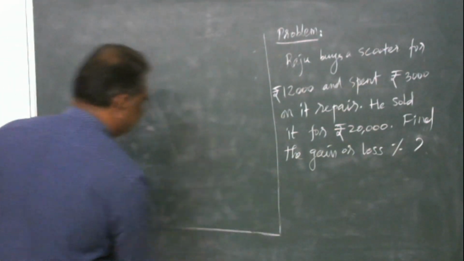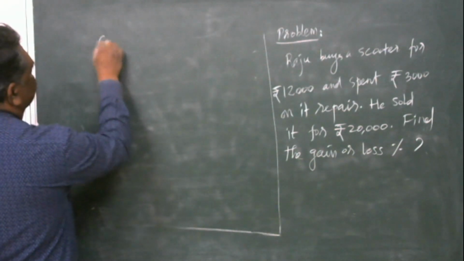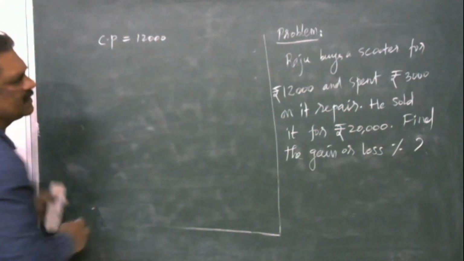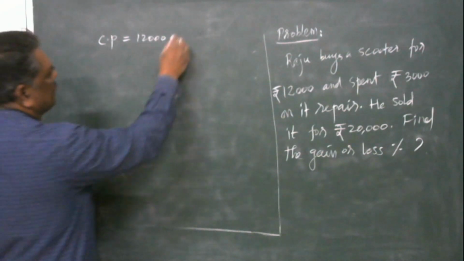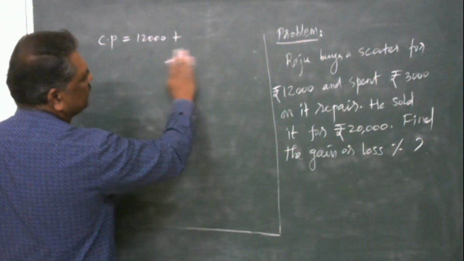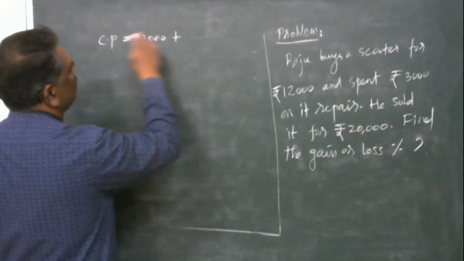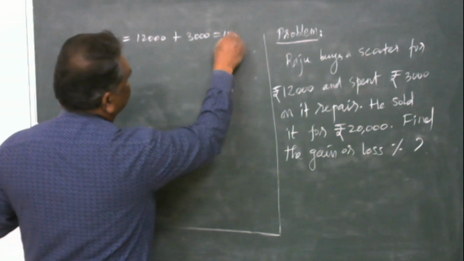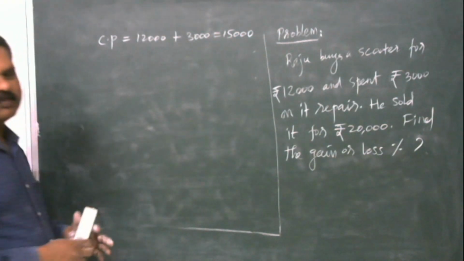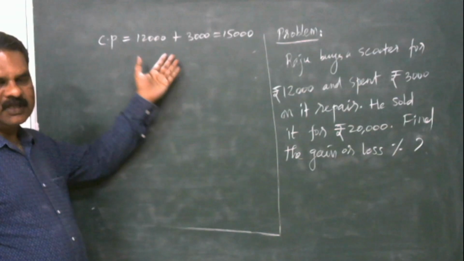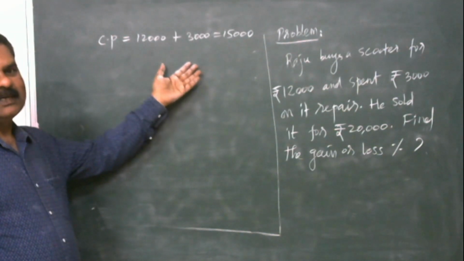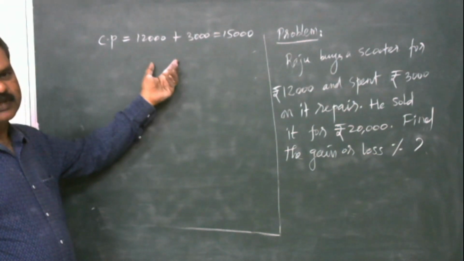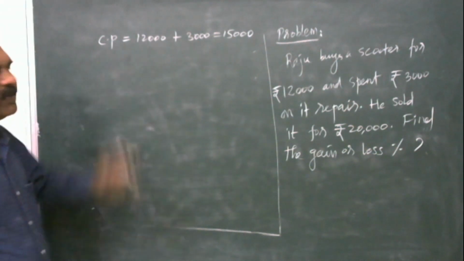So how do you find? Let me write first cost price. Cost price is whatever the money he spent to buy the item plus repair and transportation and other miscellaneous expenditure also will be included in the cost price. So cost price is equal to 15,000. Remember it. Cost price includes the base price plus repair and other miscellaneous expenditures to get the scooter. All those things will be considered as cost price.